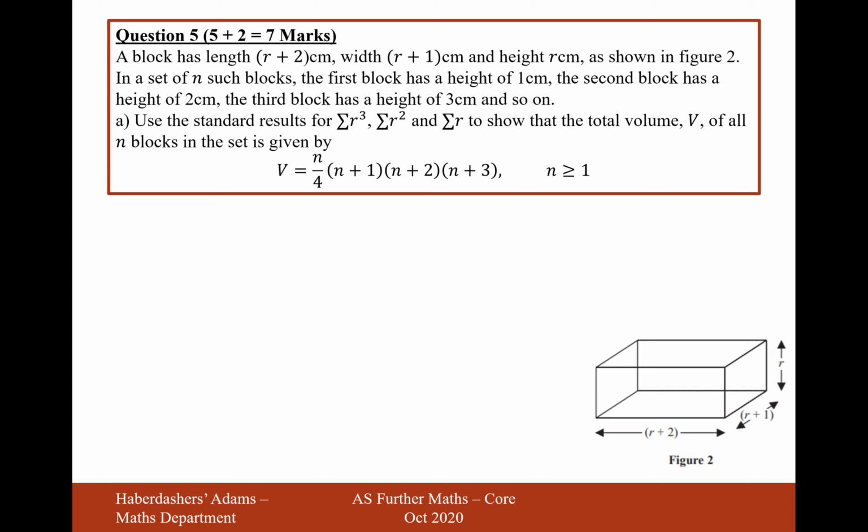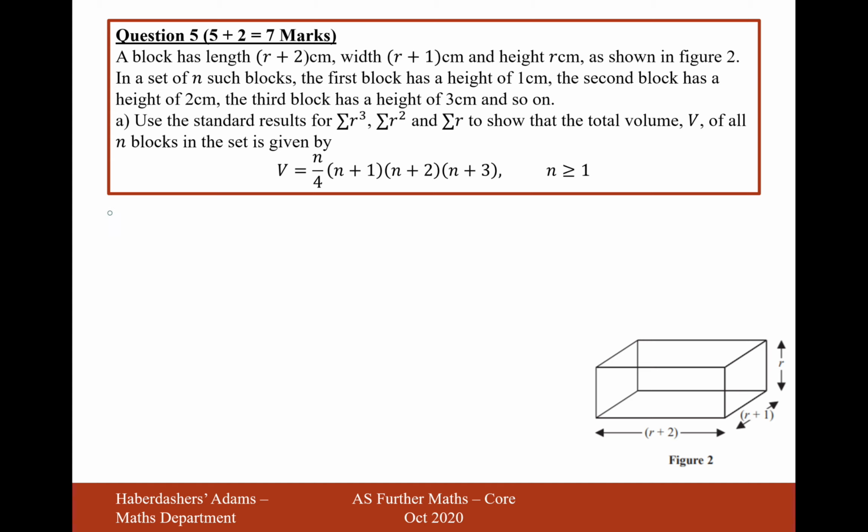So a block has length r plus 2, width r plus 1 and height r centimetres as shown in figure 2. In a set of n blocks, the first block has a height of 1 centimetre, the second block has a height of 2 centimetres, the third block has a height of 3 centimetres and so on. Using the standard results for the summation of r cubed, the summation of r squared and the summation of r, show that the total volume of all the n blocks is given by this expression here.